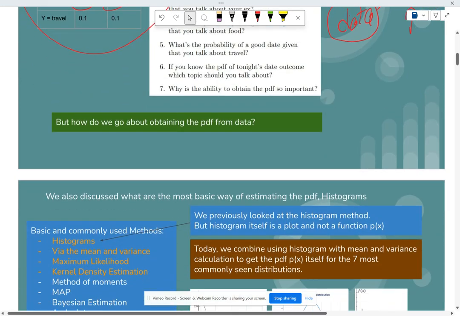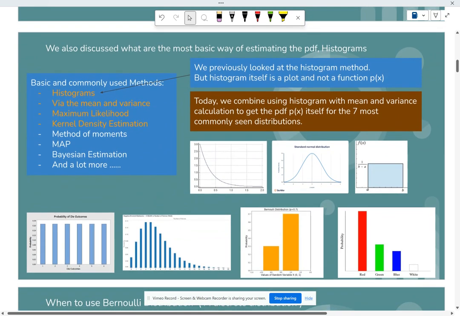Today we're going to discuss the most basic ways of how to estimate the probability density function. Like last time we went over histograms. This time we're going to identify the probability distribution via the mean and the variance. You'll see what I mean by that. I think in a future lecture we'll do maximum likelihood as well as kernel density. But this is what we're going to do today.